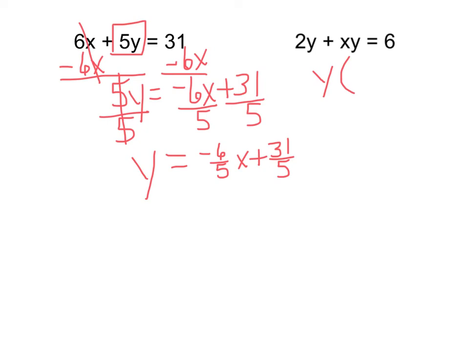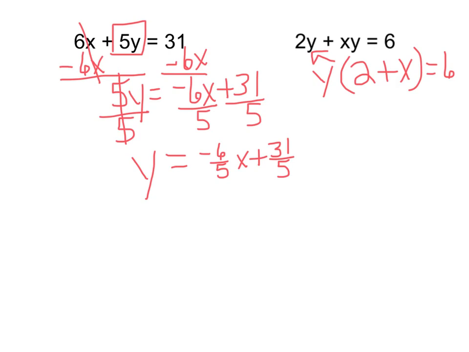If we pull a y out of 2y, it leaves 2. If we pull a y out of the xy, it leaves x, and that equals 6. If we were right here to redistribute this y through the parentheses, we would have the y times 2 gets you back to the 2y, and the y times the x gets us back to the xy. Now we have y in one term by itself.